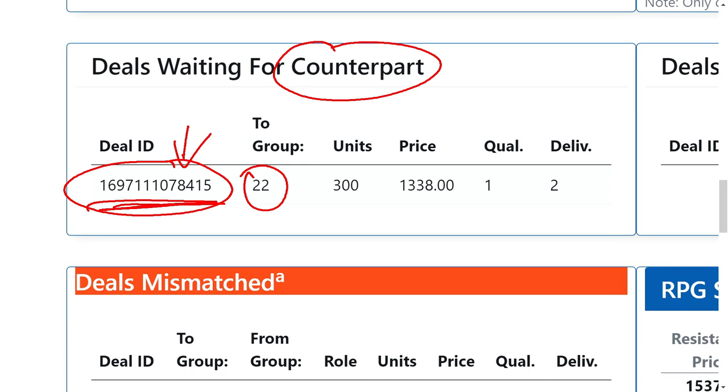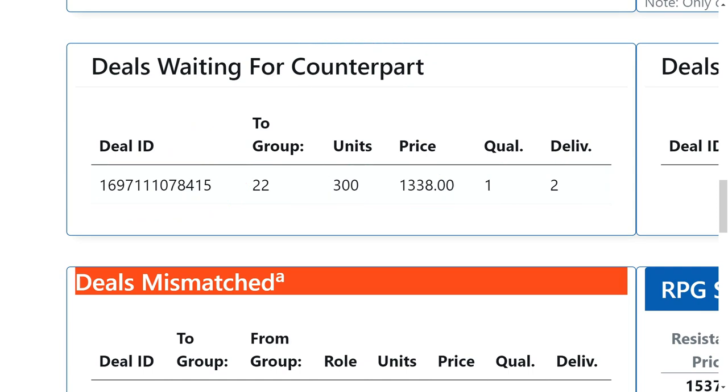And then over on the right side are a few details. How many units is the offer? What's the price of the offer? What's the quality level and the delivery speed of the offer? This is very helpful for us to quickly see the deals that we've sent, and now we are waiting for them to respond.